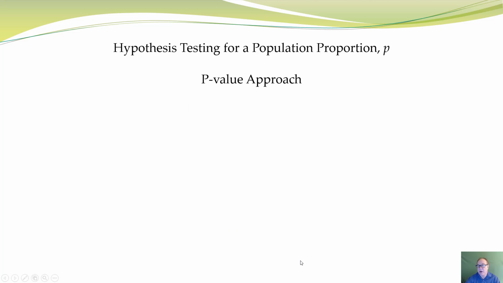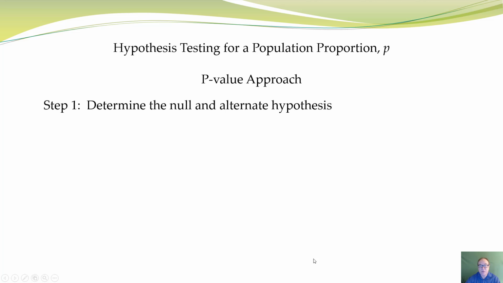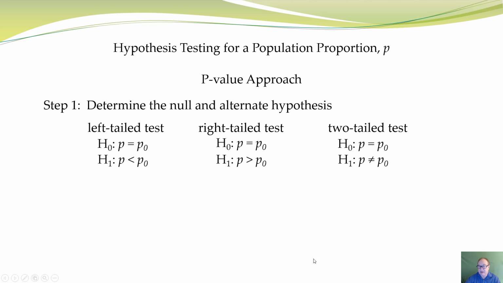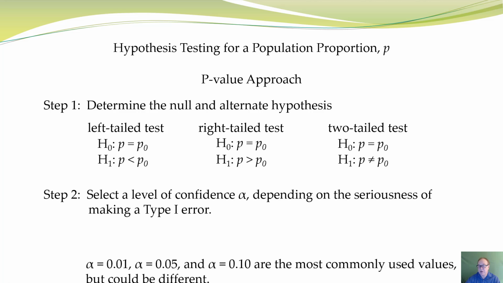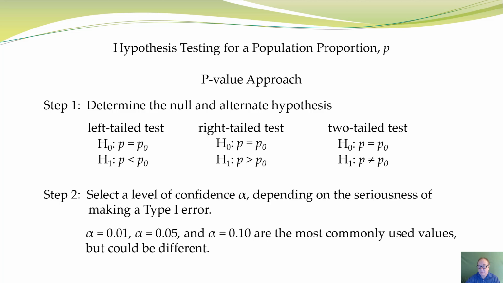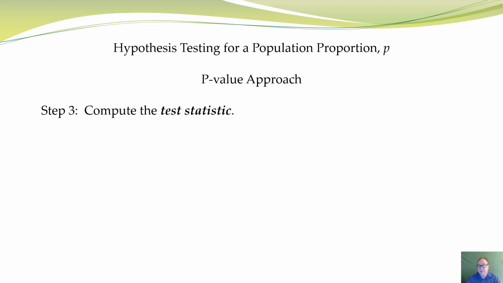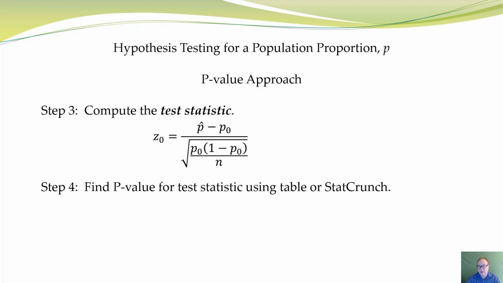Okay, now if you're doing a hypothesis test using the p-value approach, step 1 stays the same: left-tailed, right-tailed, or two-tailed test. Step 2 is the same: determine your level of confidence. Step 3 is the same: compute the statistic. Now, step 4, you would find the p-value for the test statistic using the table or StatCrunch.